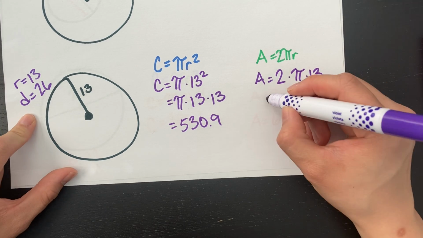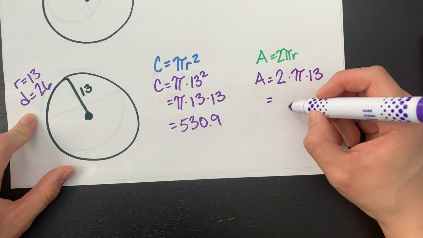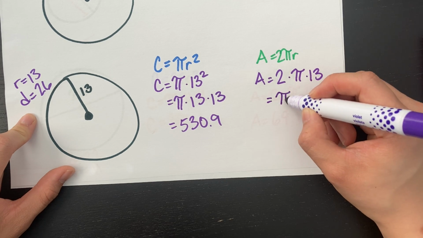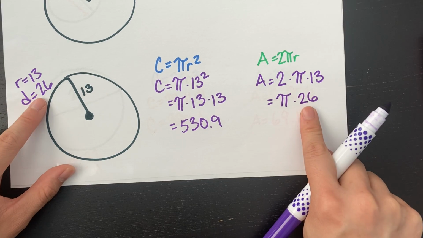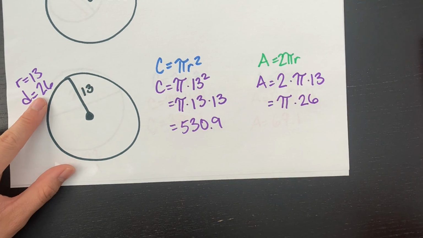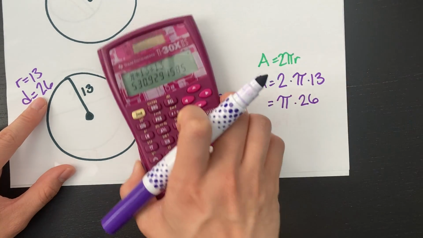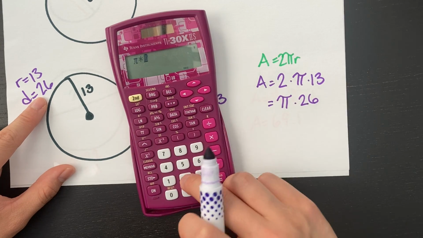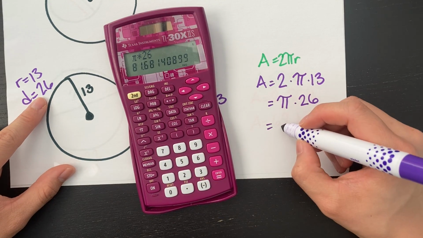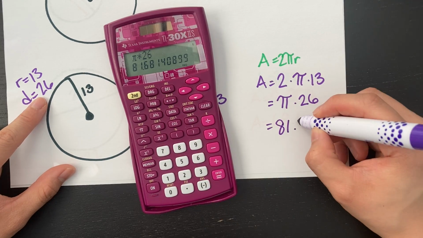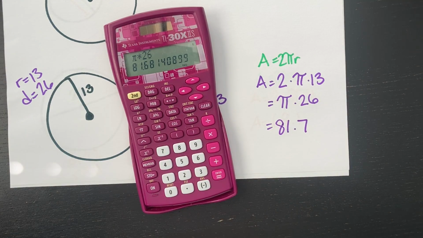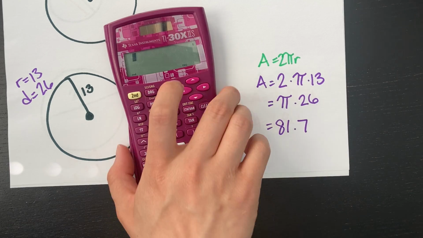which is also the same thing as pi times your diameter, which is 26, because that is 2 times your radius, whichever one is easier for you. Okay, so pi times 26. For this circle, the area is 81.68. I'm going to round up to 7. All right, easy enough.